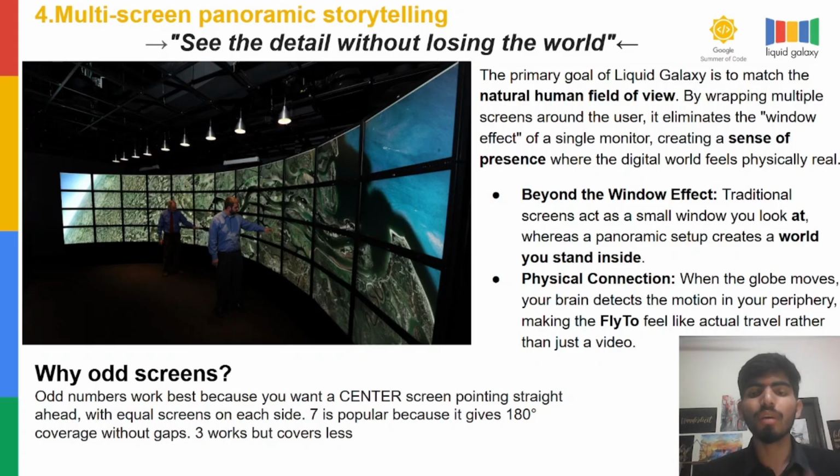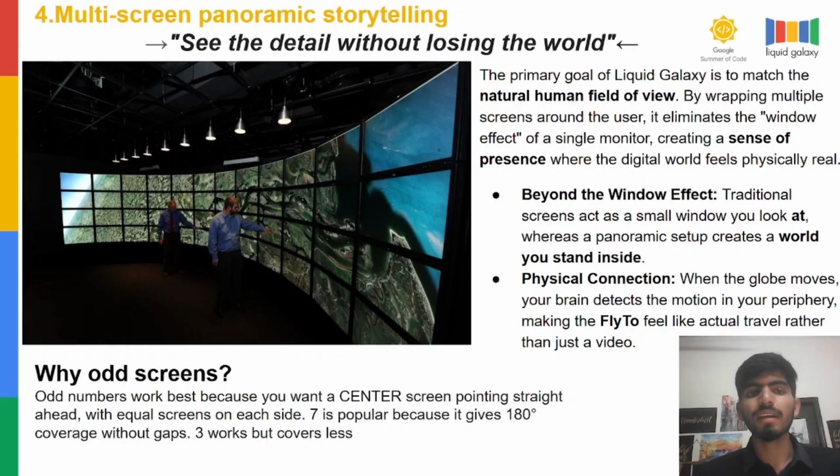But when you go beyond the window, your peripheral vision also gives a signal to the brain that yes, you are present in the environment. The second point says that it makes a physical connection between you and your brain, that you are at present, that you are really in that environment. Now, a question might arise: why are we using an odd number of screens in a Liquid Galaxy? As we know, our peripheral vision is semicircular.